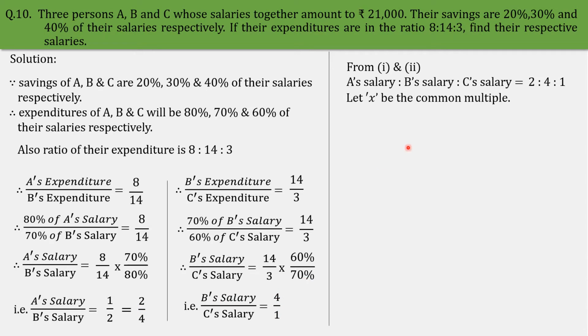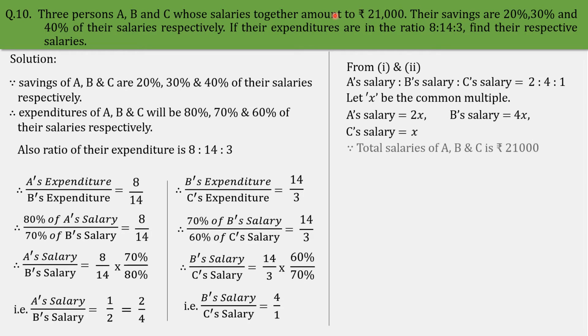Now let x be the common multiple for this ratio. So therefore A's salary will be 2x, B's salary will be 4x and C's salary will be x. And in the question we are also given the total salaries of these three as rupees 21,000. So therefore 2x plus 4x plus x will be equal to 21,000, which gives 7x as 21,000 and therefore x will be 3,000.